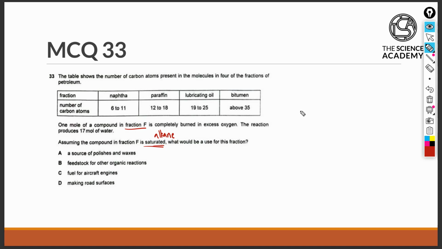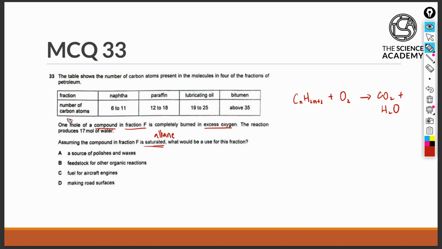Let's write the equation for the alkane compound and oxygen. Since we do not know the specific number of carbon and hydrogen in the alkane, we can leave it as the general formula. And burning in excess oxygen refers to complete combustion that should only give us products of carbon dioxide and water.